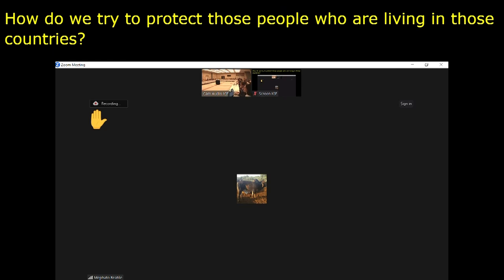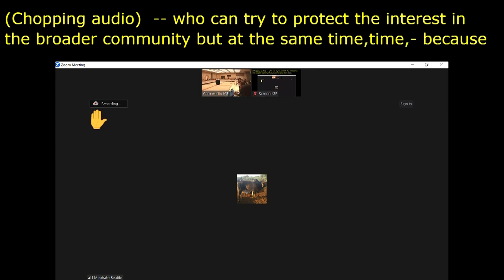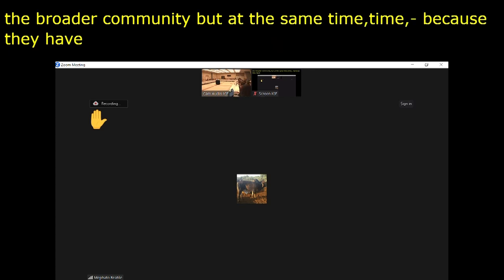Very strong civil society who can try to protect the interests of the ordinary people or the community. But at the same time, the donors cannot reach that because they have not registered a society in the respective country.